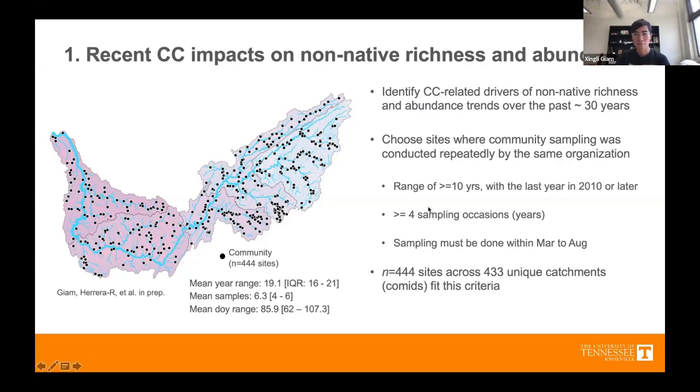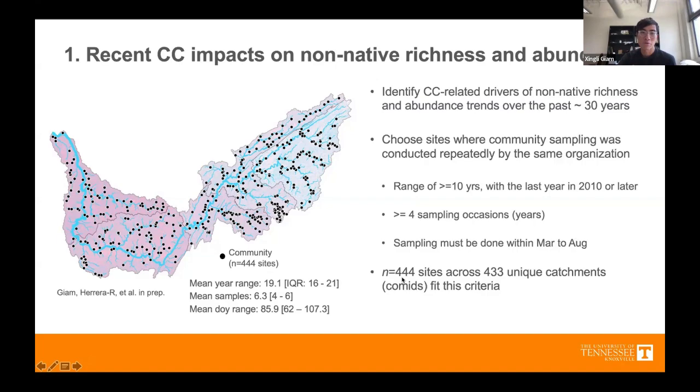So we subsetted data with a range of more than 10 years, with the last year in the most recent decade because of the recent climate change that I mentioned. Each of the sites must have at least 4 sampling years. And sampling must be done within March to August, so that it's in the season where it's easier to actually catch fish. Most people go out from March all the way to August, so we kept that sampling period.